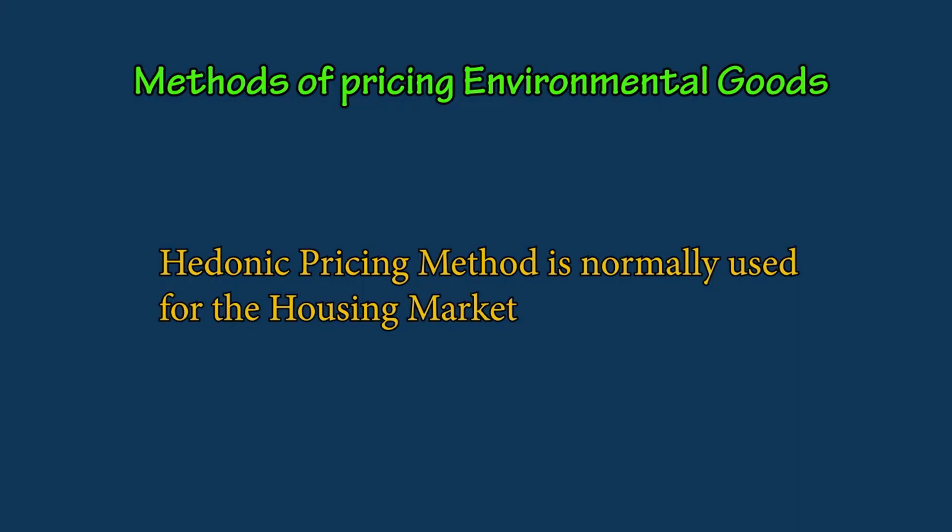The hedonic pricing method is normally used for the housing market. Usually, when we buy an apartment, the pricing of the apartment is done in terms of physical attributes like the number of rooms, the neighborhood of the apartment, etc. The hedonic pricing method actually also adds the environmental attribute in this section. That is, whether the apartment has access to clean air or clean water. Again, it is through the willingness to pay for this attribute that a price is set up for the environmental good.